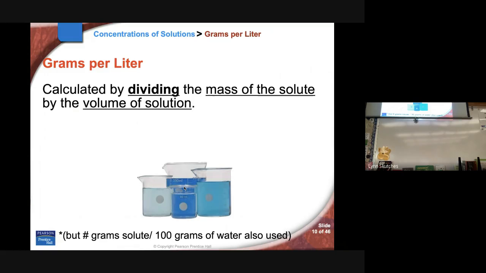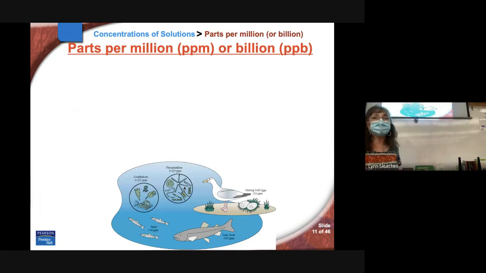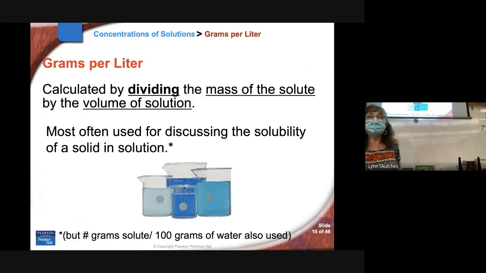There are also some applications where knowing the solubility in grams per 100 grams is often used. Okay, so we won't have time to get into that, but just so you know, that's another thing. Simple as it sounds, mass is in grams divided by liters for the volume. Parts per million is calculated by the mass of solute by the volume of solution.